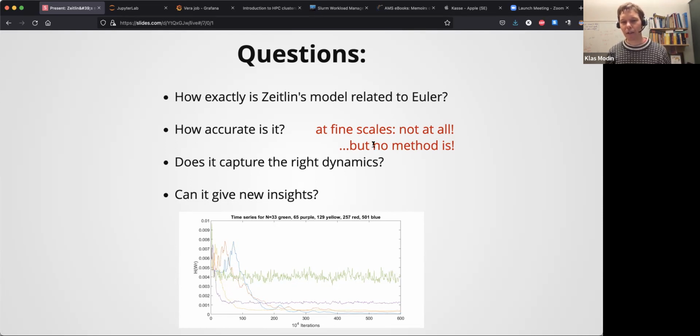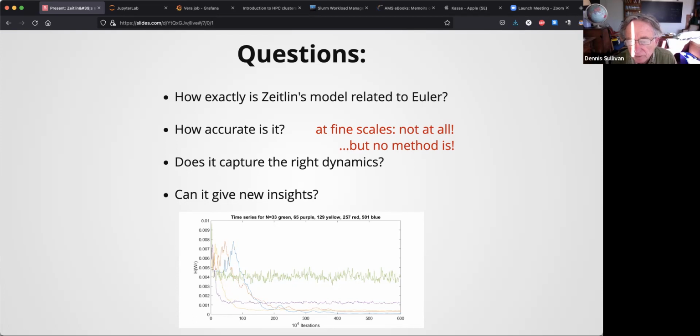So it's not accurate at the fine scales. On the other hand, if you ask questions about Euler that don't care exactly what is going on at the fine scales, then possibly this could be captured in the Zeitlin model. And this next question is really related to this. Does it capture the right dynamics of the Euler equations? Well, I don't know, that's a big question. But at least it captures the right geometry, and the geometry is related to the dynamics, of course. But what about asking, does it capture the fluid dynamics of nature? It looks like it.